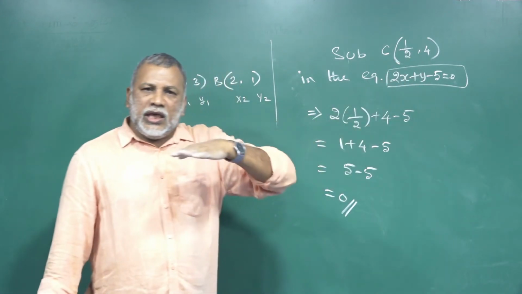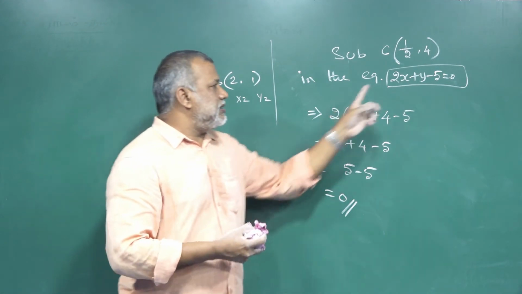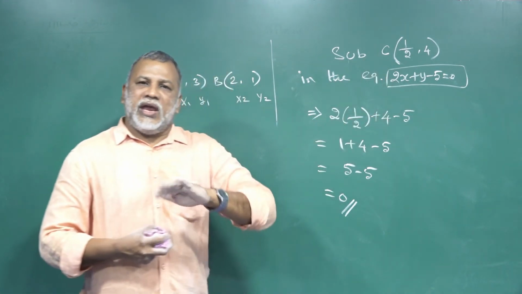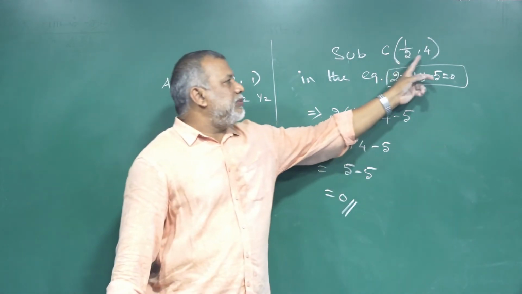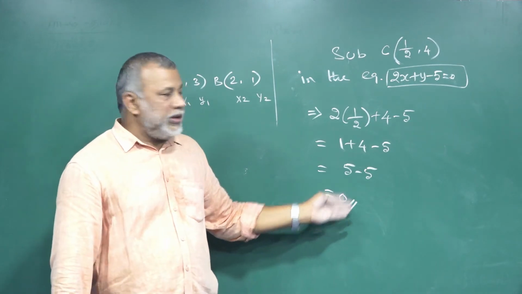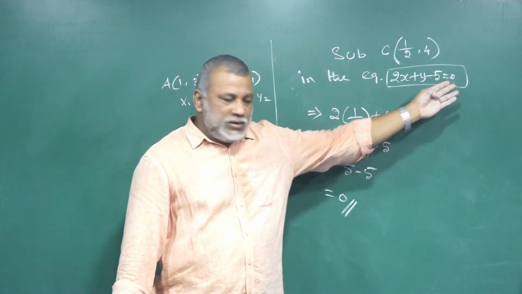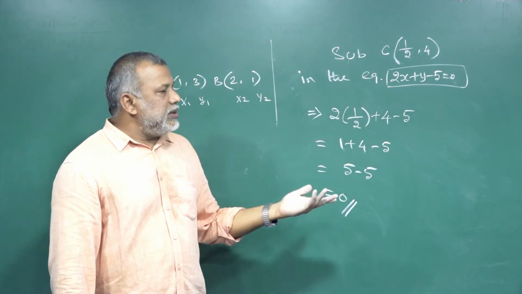That is the concept: if an equation passes through a point, we can substitute the values of x and y there, and it should be satisfied. We should get the value 0, because the RHS is already 0. If you substitute, it will produce the same result. Therefore, we get the equation.